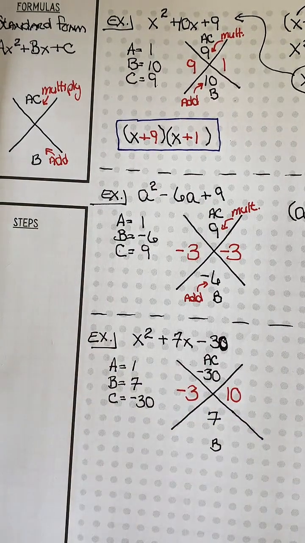There we go. Good. The smaller number is negative. If B is positive, then the bigger number is positive. Okay. All right.